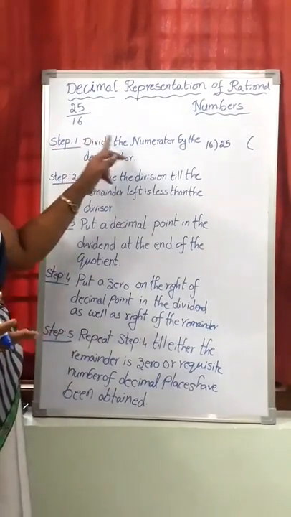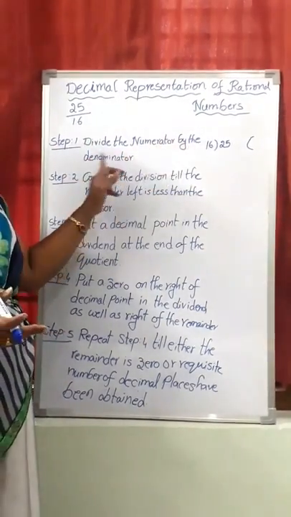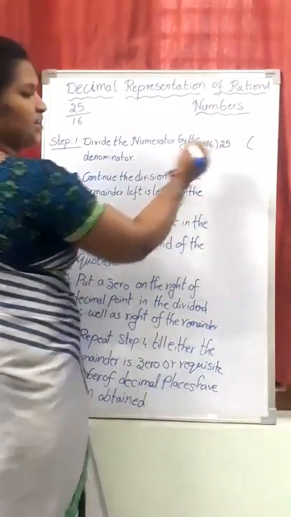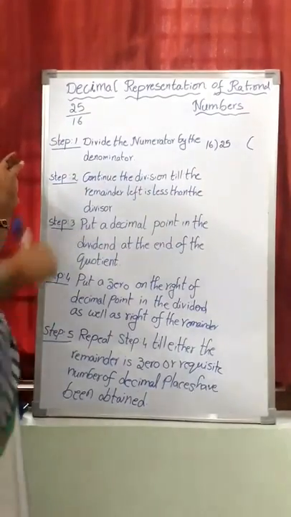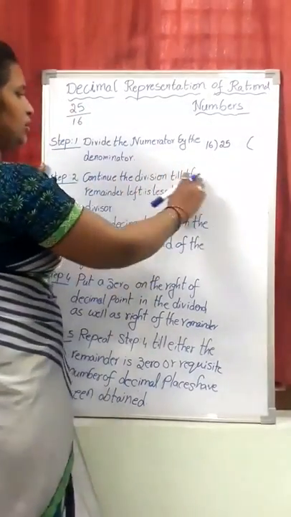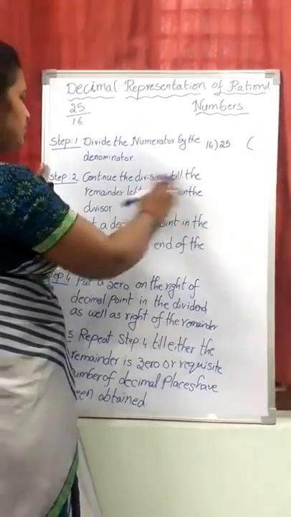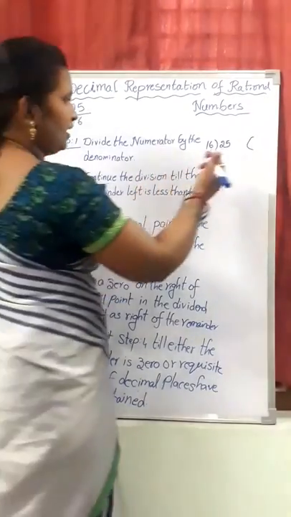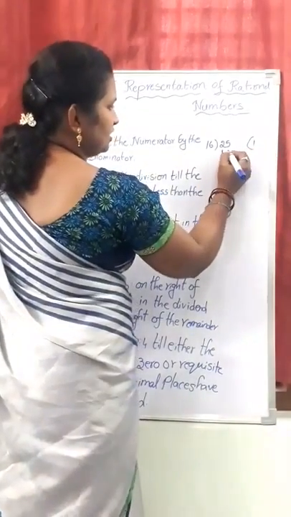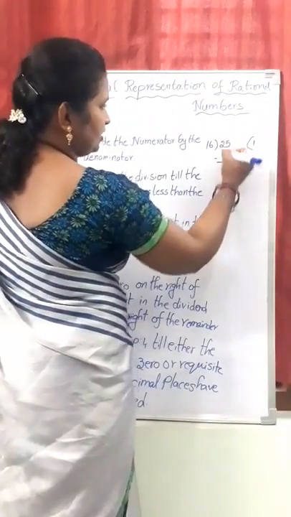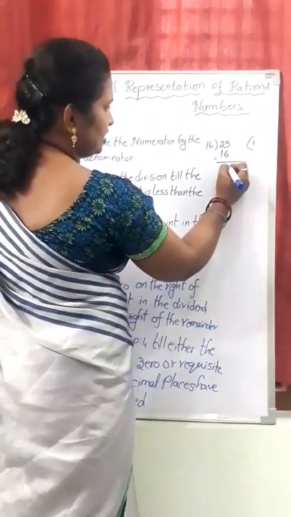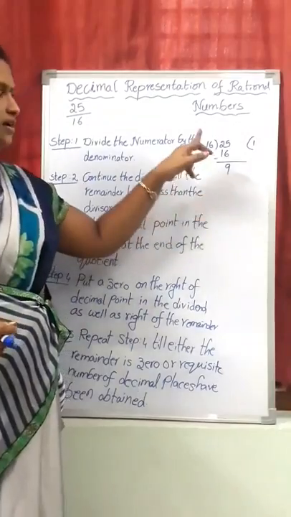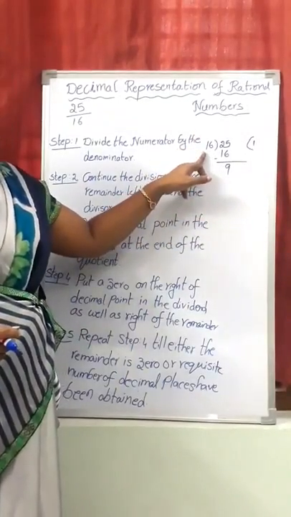Step 1 is divide the numerator by the denominator. That means take the numerator as the dividend and the denominator as the divisor, and continue the division. The second step is to continue the division till the remainder left is less than the divisor. Now let us see. 16 ones are 16, and after subtraction we get 25 minus 16 is 9. Here the remainder is 9 and the divisor is 16. It will not go on.